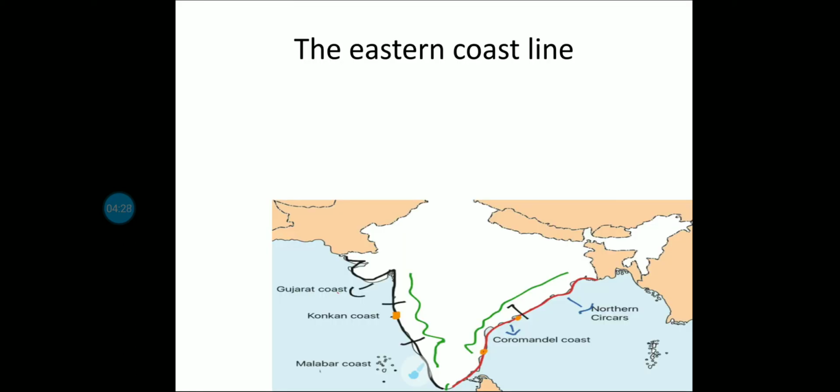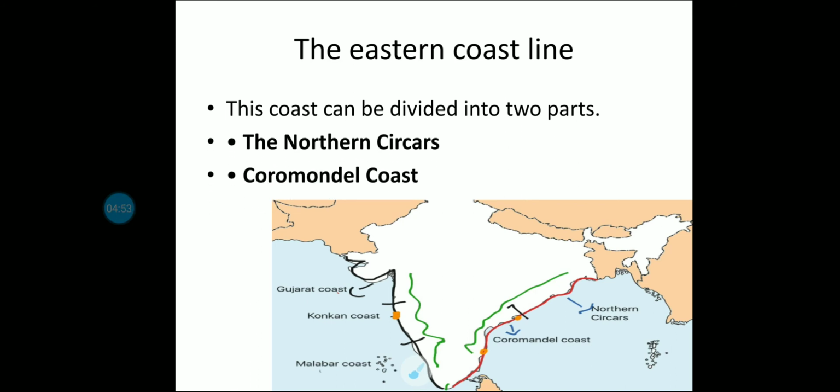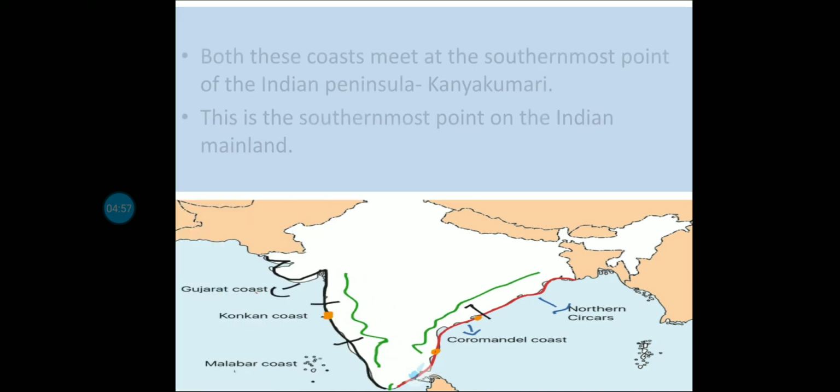Now, this is the eastern coastline. You can see this map here in which your eastern and western coastline is marked. To my right side, that is your right hand side, it is the eastern coastline, and to the left hand it is the western coastline. This coast can be divided into two parts: the Northern Circars and the Coromandel Coast.